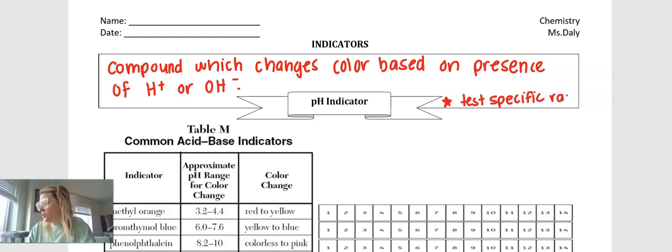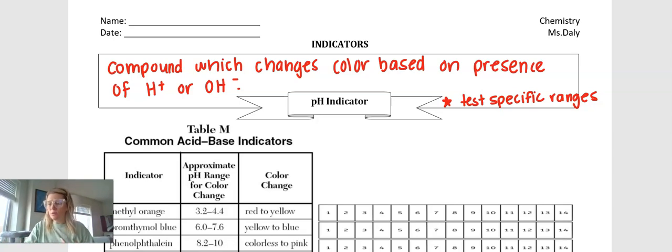Certain indicators work better for testing, let's say, a pH range of like 3 to 5. Some might work better for testing pHs of like 9 to 10. And we'll talk all about that in just one moment when we look at the acid-base indicator table.